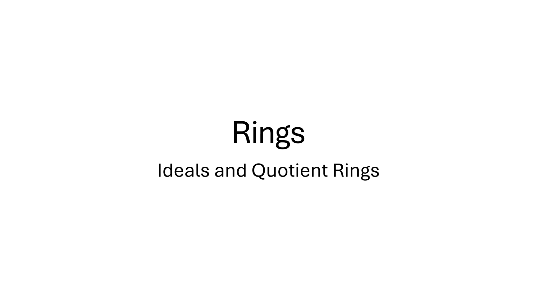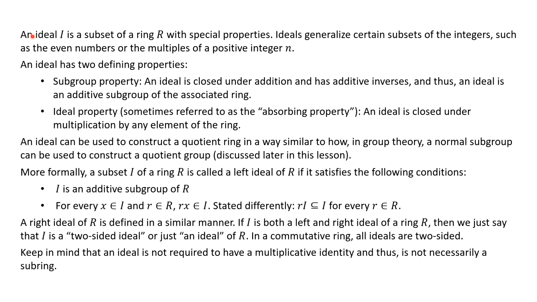This is the second of two lessons on rings. In this lesson, I'm going to talk about ideals and quotient rings. An ideal I is a subset of a ring R with special properties, which I'll mention in a second. Ideals generalize certain subsets of the integers, such as the even numbers or the multiples of positive integer n.